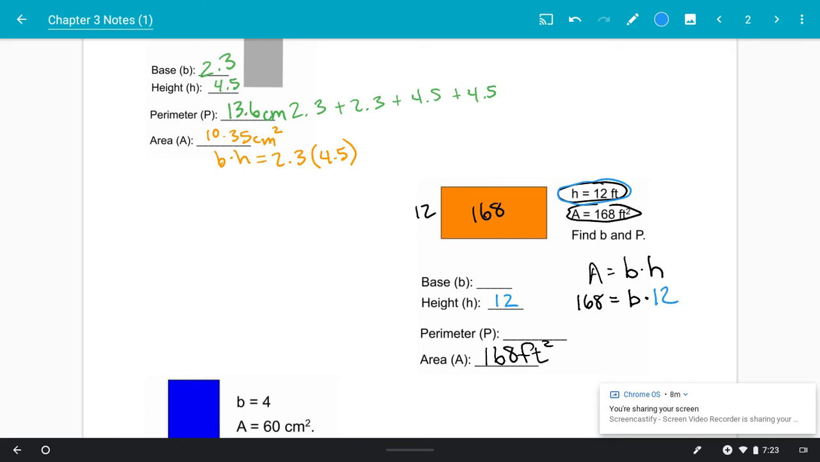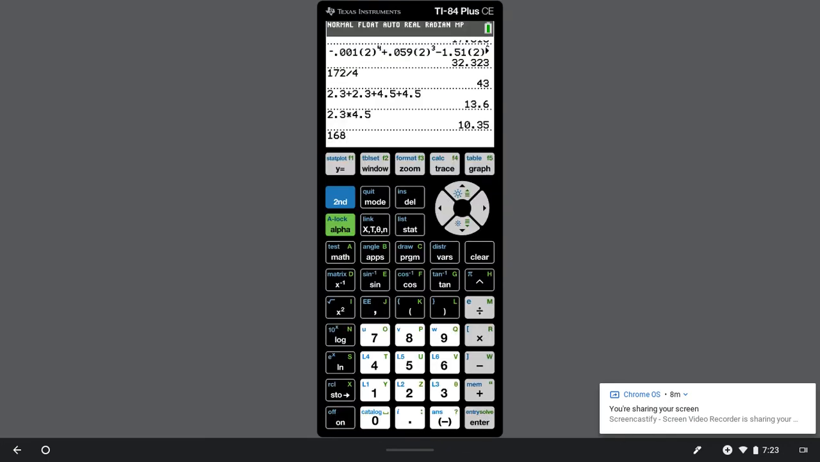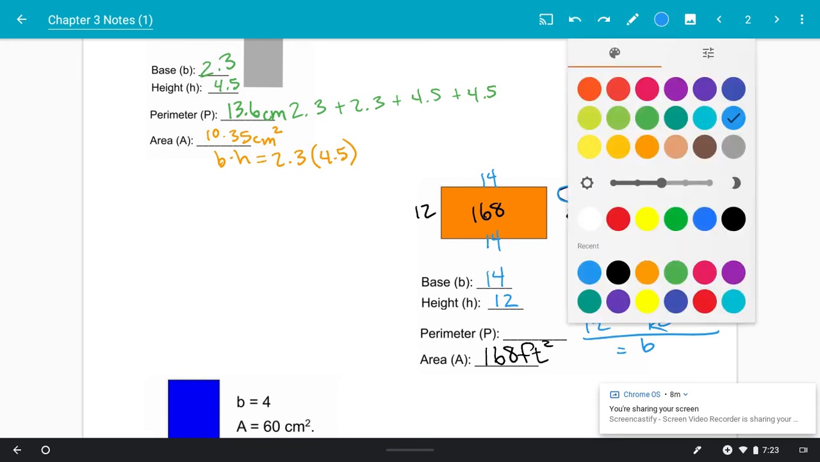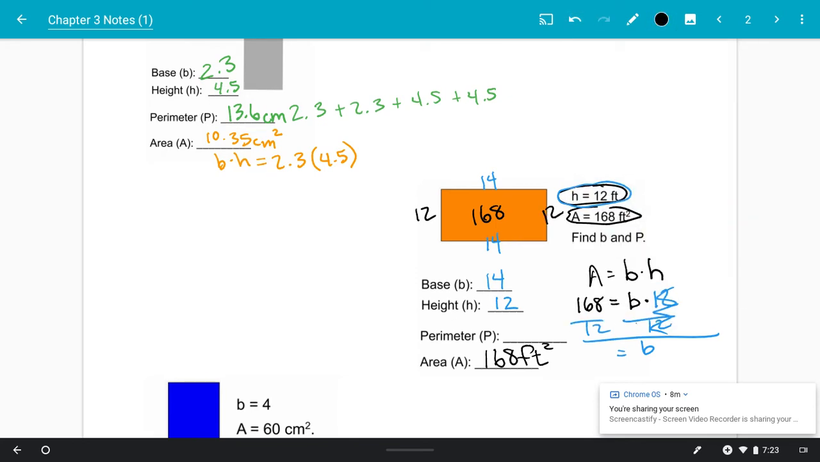So we can put that there. Now, if we need to find B, we can solve. We divide by 12, divide by 12. These drop. B is 14. So this is 14, 14, and then that means this is 12.